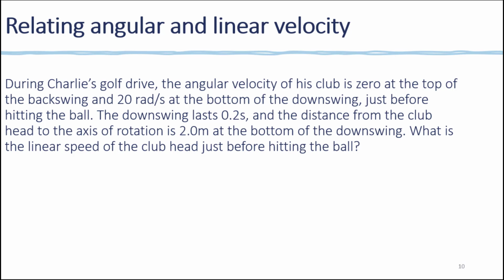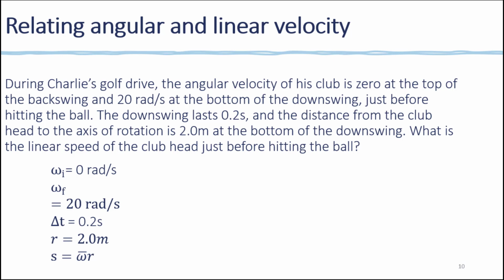Okay, so always starting with what we know. We know the initial angular velocity is 0 radians per second at the top of the backswing, right? Not moving yet. And the final angular velocity is 20 radians per second at the bottom of the downswing just before hitting the ball. We also know the time it takes for the downswing, which is 0.2 seconds. And we know that the radius is 2 meters. And we're looking for the linear speed of the club just before it hits the ball. So in this case, we actually have more information than we need here. We don't really need the initial angular velocity and we don't need the time because we just want to know the linear speed at a specific time, right? Just before hitting the ball.